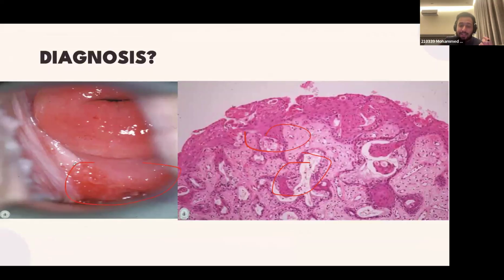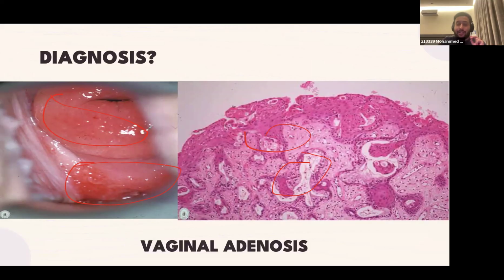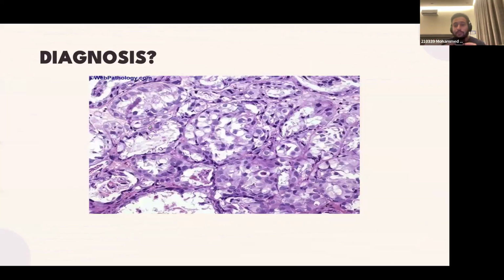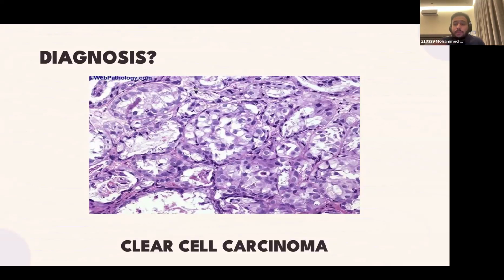Adenosis, where you have redness all over the vagina and the ectocervix. This is because of exposure to DES, diethylstilbestrol, which causes vaginal adenosis. This is high yield because in the question itself, you will get exposure to DES. What is the disease? Most likely vaginal adenosis. Now, vaginal adenosis can lead to cancer, which is this one. What cancer is this? Clear cell carcinoma. Excellent. So there's a clear cell carcinoma because of diethylstilbestrol, because of adenosis.